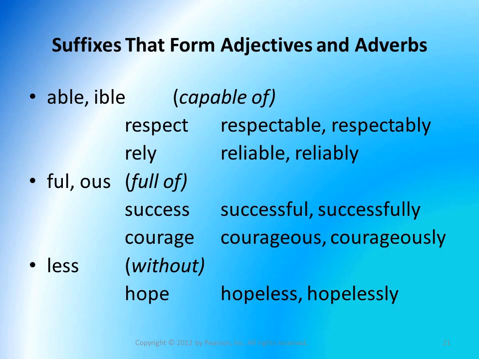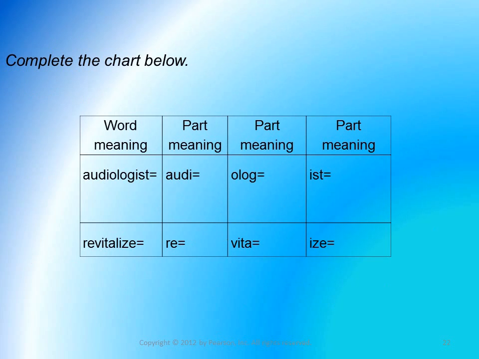And able and ible makes it capable of. So if you're respectable, you're able to be respected. If you're reliable, you're able to be relied on. Ful and ous means full of. So if you're successful, you're full of success. If you're courageous, you're full of courage. And less is without. So if you're hopeless, you're without hope.